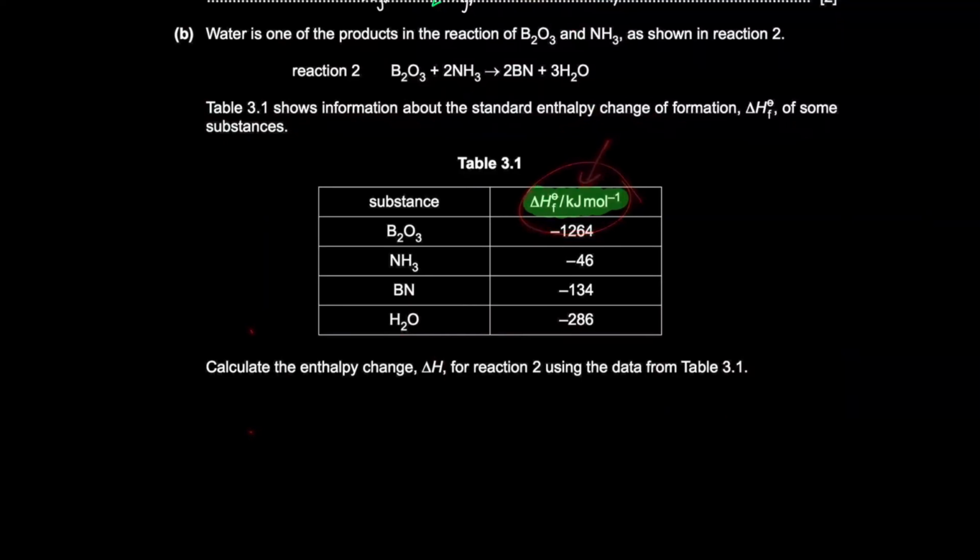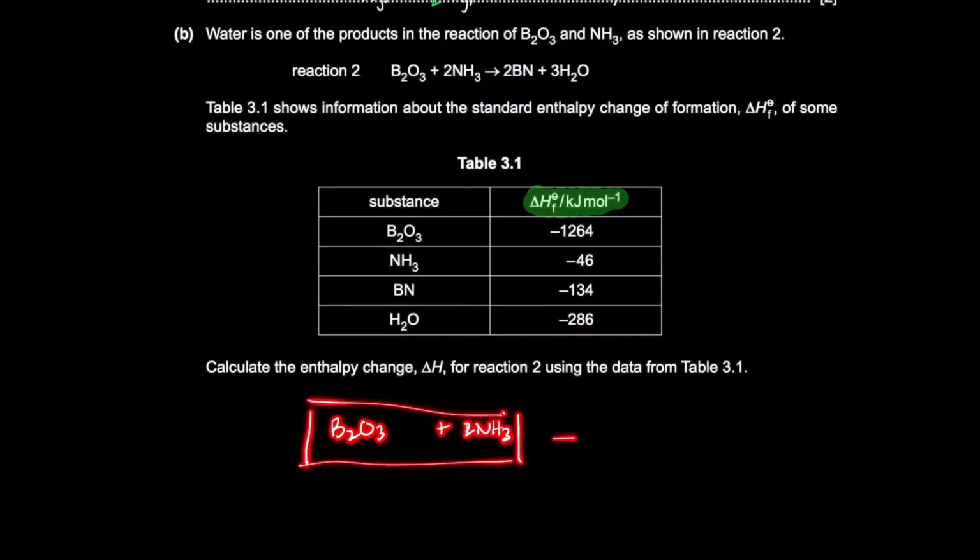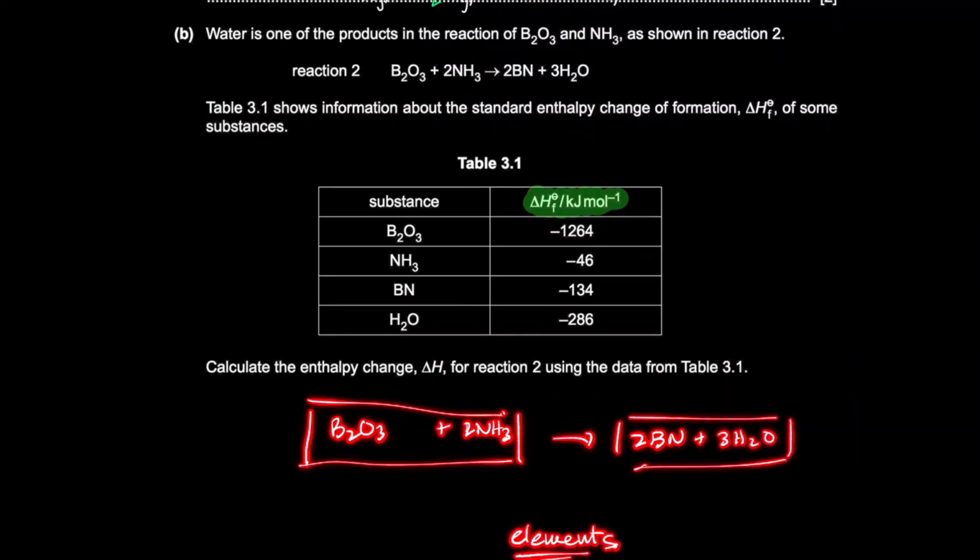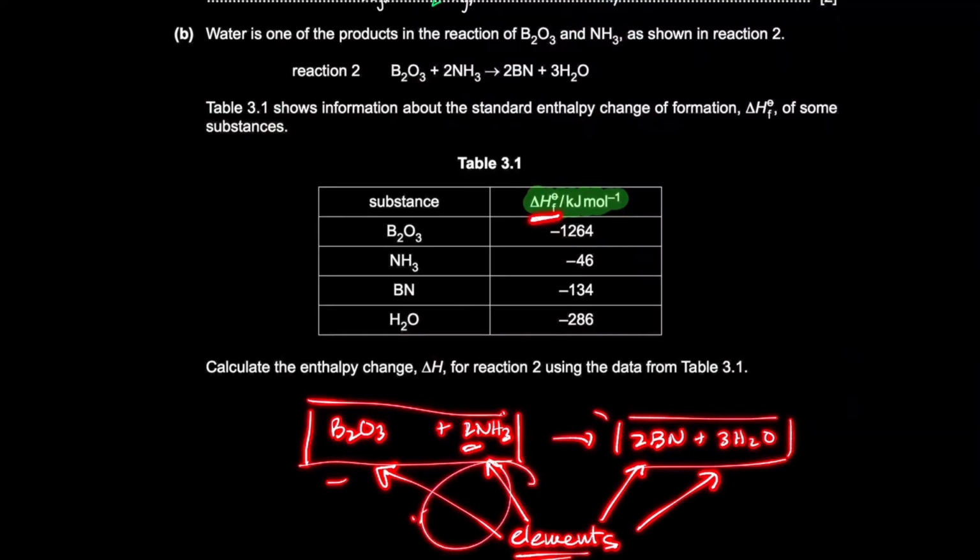If you draw the energy cycle, you would have B2O3 plus 2NH3 in one box. Then you have 2BN plus 3H2O in another box. And then you would have elements over here. Why would we have elements here? Because enthalpy of formation is given to us. Again, you have to look at the data given to determine what cycle to make. This would be formation of B2O3. This would be 2 times formation of ammonia, because you have 2 moles. This would be 2 times formation of BN and 3 times formation of water. So you can draw the cycle and calculate it.